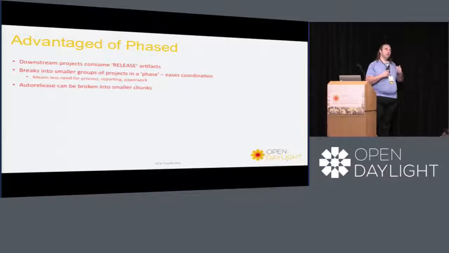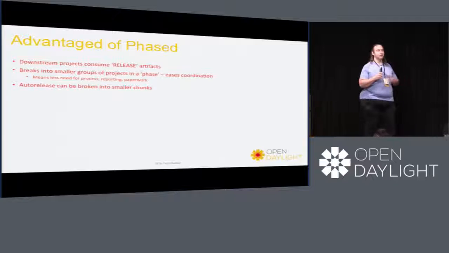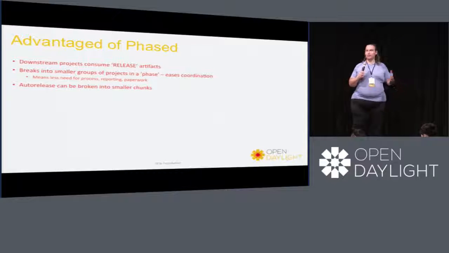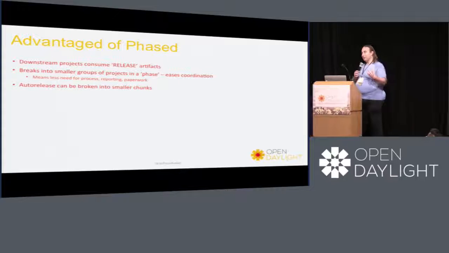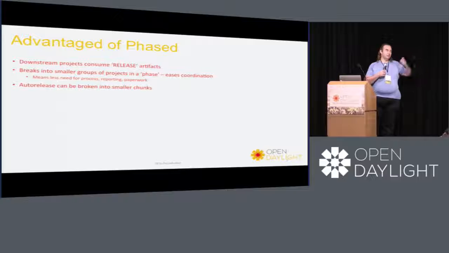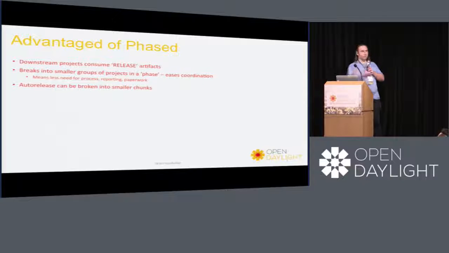It also means because we have shorter cycles, obviously we have fewer milestones, less reporting, less paperwork, etc. And a lot of that is meant to sort of keep us together so that we don't have downstream suffering because upstream is moving. And then, of course, the auto release being breakable into chunks so that you can actually spin it faster in parallel.